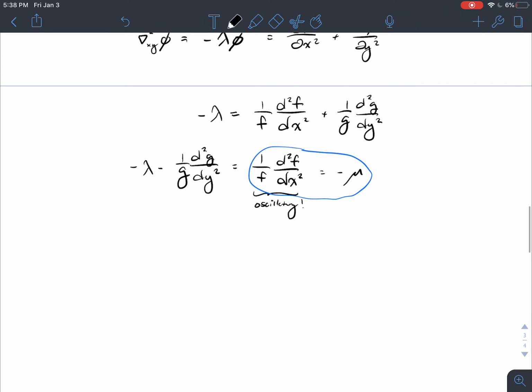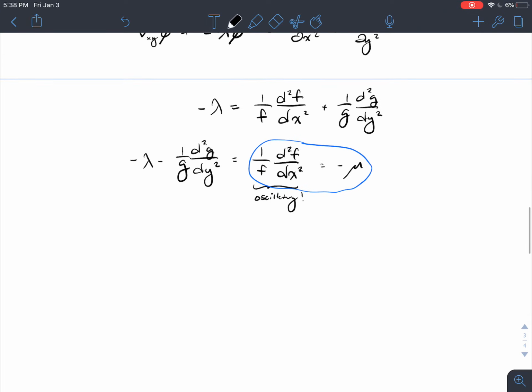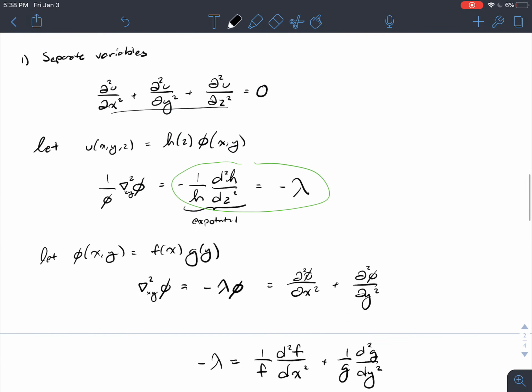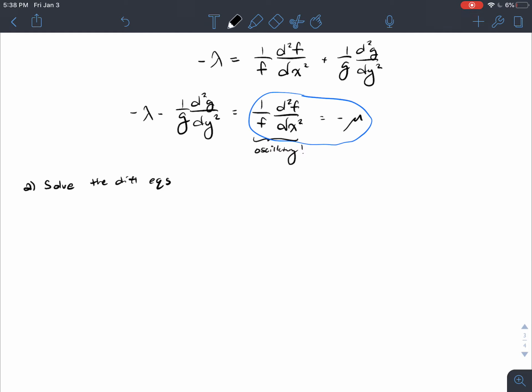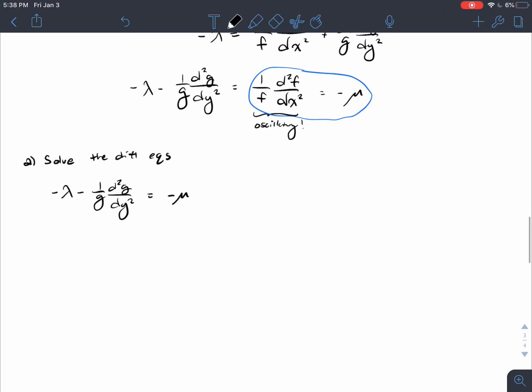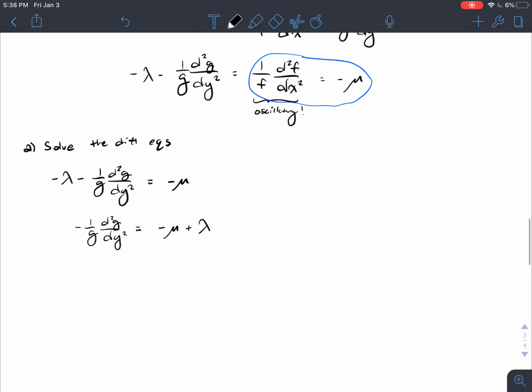Well, we can manipulate this differential equation to satisfy what we need. So let's tackle part two now, which is solve the diffeqs. Bear with me, I'll show you guys exactly what I'm saying. Okay, so let's first take a look at the G side of the differential equation. Negative mu, okay? Let's move all the constant terms to the right-hand side, okay?